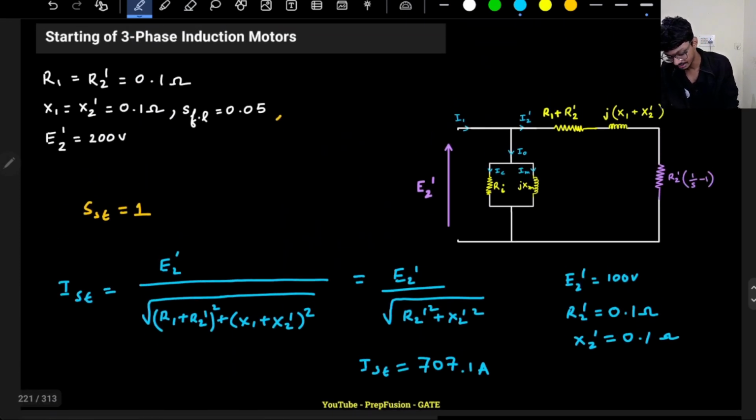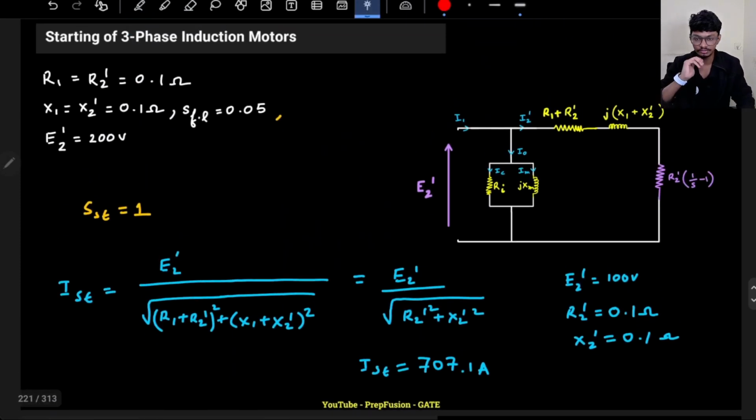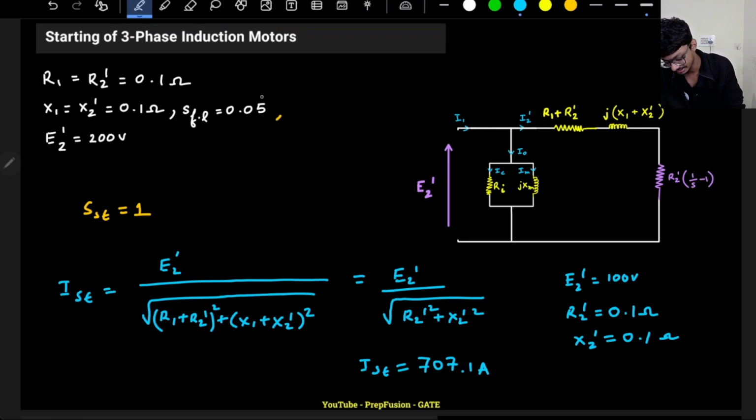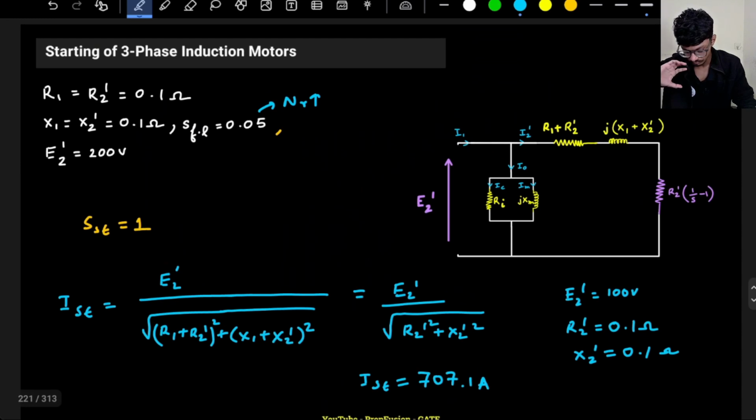In normal condition, the rotor speed will increase. If rotor speed increases, the slip will also reduce, because slip is ns minus nr divided by ns. So if rotor speed increases, slip will reduce. If slip reduces, the starting current will reduce, and you will see the full load current. We can calculate that full load current.